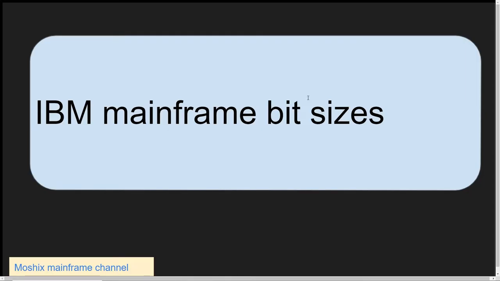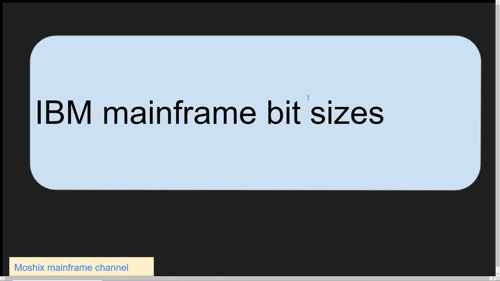Hello everybody and welcome back to the Moshix Mainframe channel. This is Moshix. Most early computers of the 40s, 50s and 60s had 36-bit addressing and 36-bit registers, and that has something to do with the fact that most applications in the early days of computers were math-driven applications where precision is important, and because of the binary system and because of electronics, 36-bit was a perfect way to address memory back at the time.